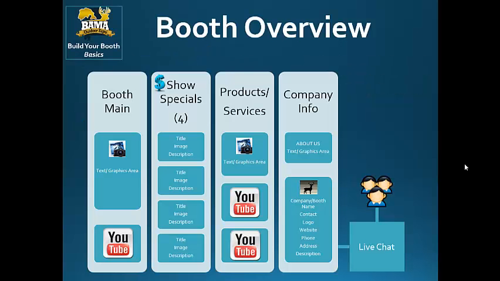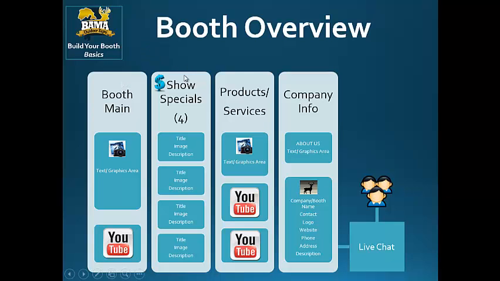Before we dive in, let's have a quick look at the overview of your booth. The booth is comprised of 4 pages or sub-tabs. Booth Main, which is the first page that a visitor sees when they visit your booth. It's kind of like your website's home page.